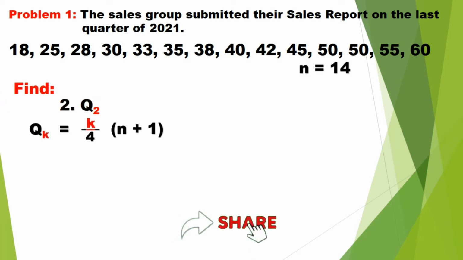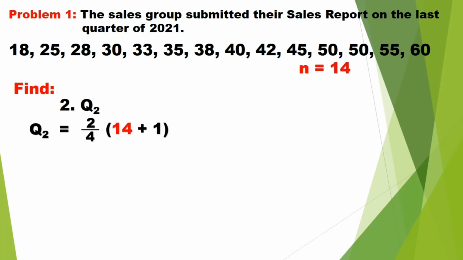The value of K on this problem is 2 and N equals 14. So we have the second quartile equation. Q sub 2 equals 2 over 4 quantity 14 plus 1. First, simplify 2 over 4 by division. Its quotient is 0.5. Add inside the parentheses. 14 plus 1 equals 15. Multiply 0.5 and 15. Its product is 7.5.